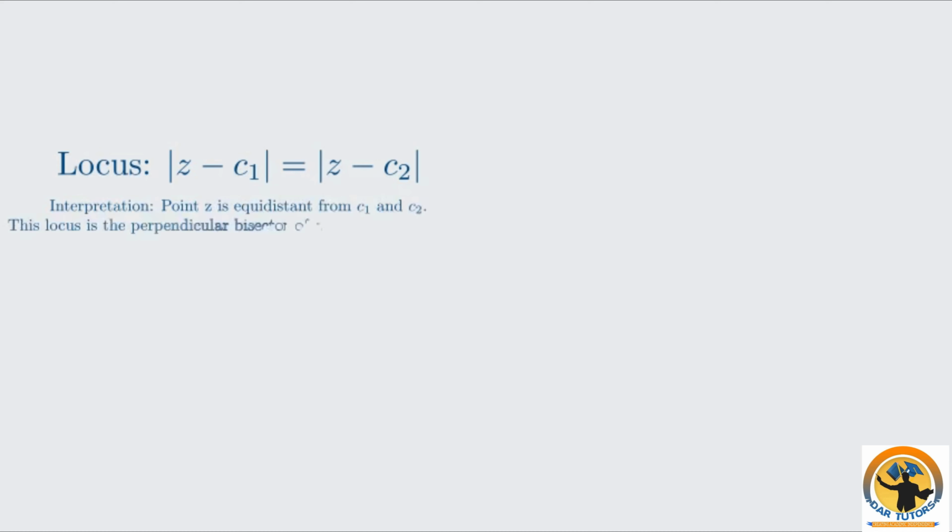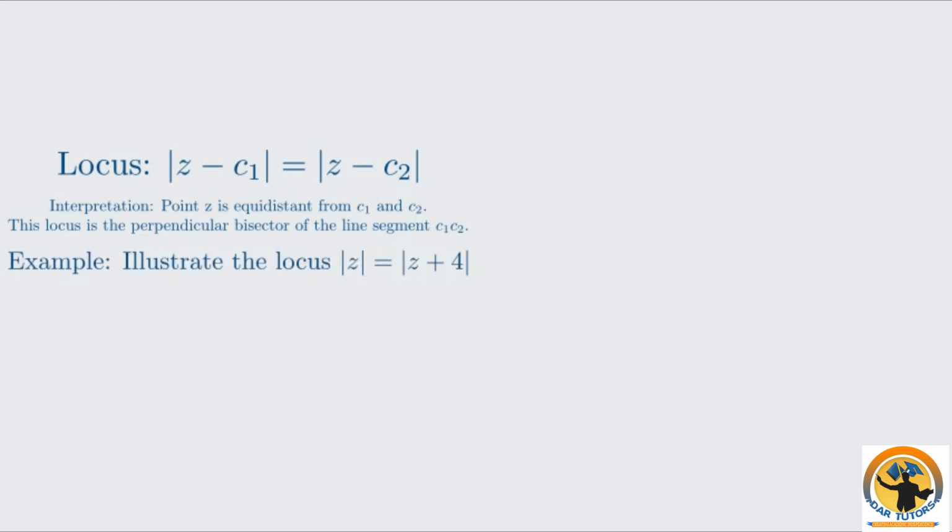Let's look at one that doesn't form a curve, but a straight line. Consider the equation modulus of z minus c1 equals modulus of z minus c2. Here c1 and c2 are distinct complex numbers. Let's interpret this geometrically. It means the distance from a point z to the point c1 is equal to the distance from z to the point c2. The set of all points that are equidistant from 2 fixed points forms a straight line. Specifically, it forms the perpendicular bisector of the line segment connecting those 2 fixed points. So, the perpendicular bisector of the line segment connecting c1 and c2 is another important locus on the Argand plane.